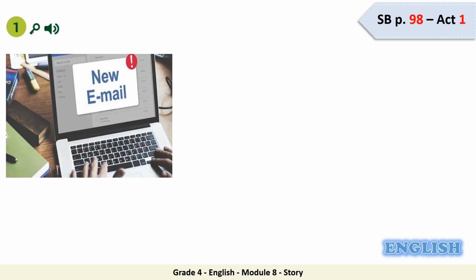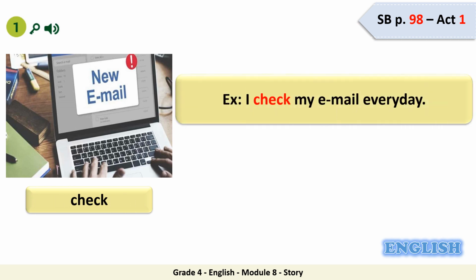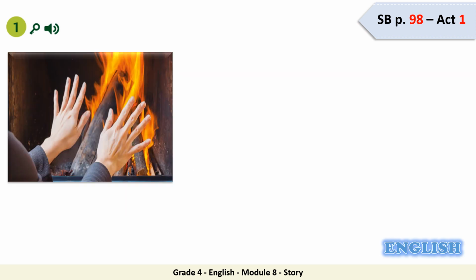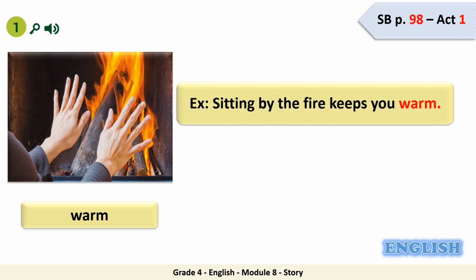How about this one? Look at the picture and tell me, what is he doing? He is checking his email. So this one is check. For example, I check my email every day. And here, the word check is a verb. Another picture here. What is it? Warm. For example, sitting by the fire keeps you warm. And here, the word warm is an adjective.